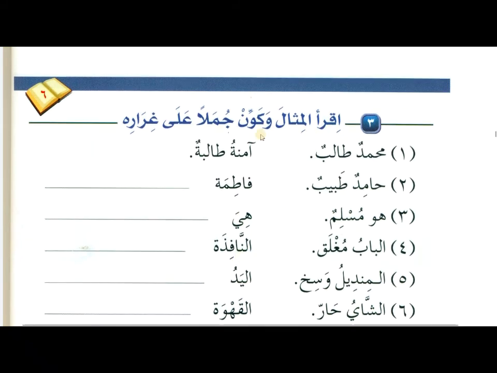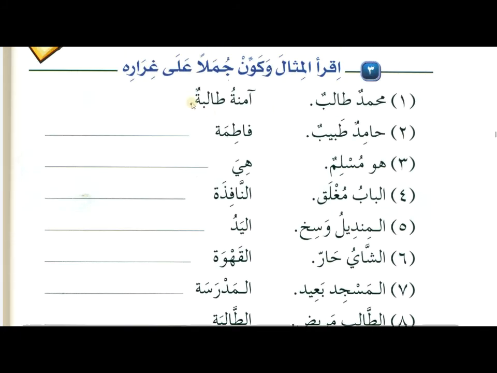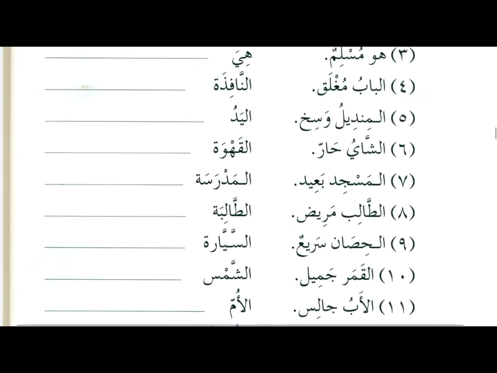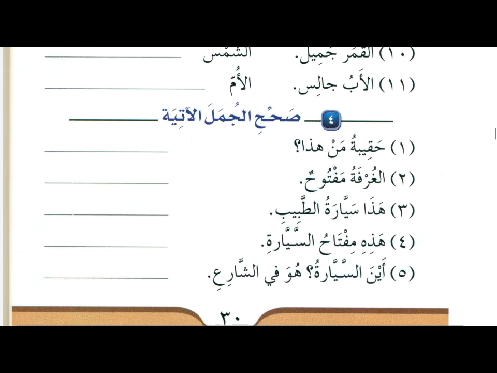Ikra'il misala, read the example. Waqawwin jumalan ala ghirarihi, and make sentences on the blanks. Muhammadun talib, Muhammad is a student. Aminatu taliba, Amina is a student. You need to make feminine. So to make feminine is very easy. In all these words, you will just add a round ta, which is known as ta marbuta. So Fatimatu tabibatun, hiya muslimatun, annafizatu mughlaqatun. So whatever is written here, you will add ta marbuta, it will become feminine. You will write like this here. This is also your homework.